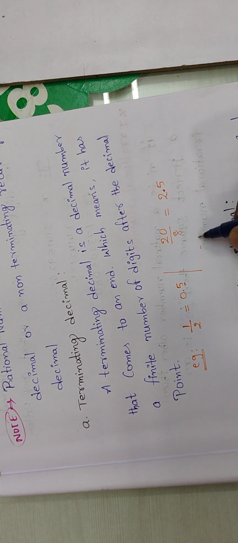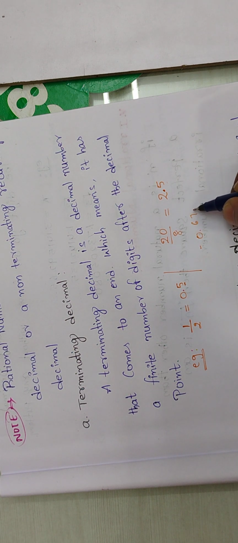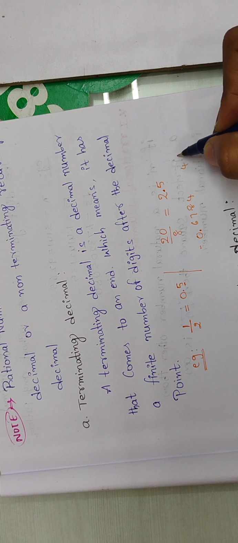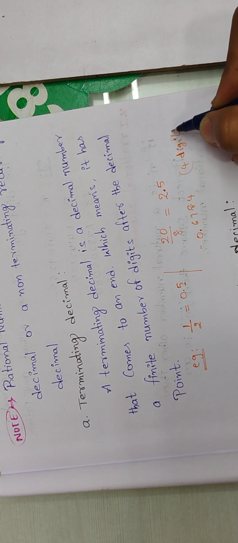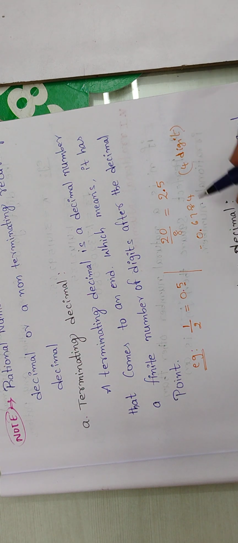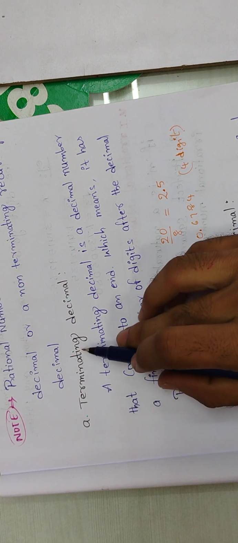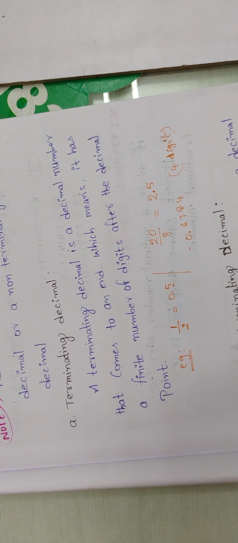Look at one more example here, 0.6784. After this decimal we have how many digits? 4 digits. So we can also count it. When we can count the digits after the decimal, we call those numbers terminating decimals.